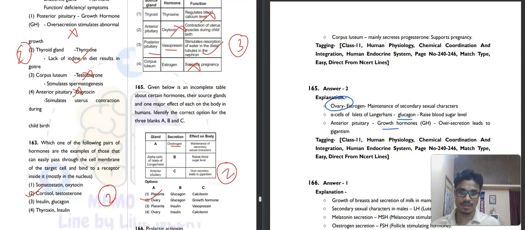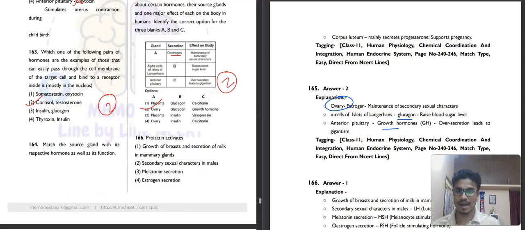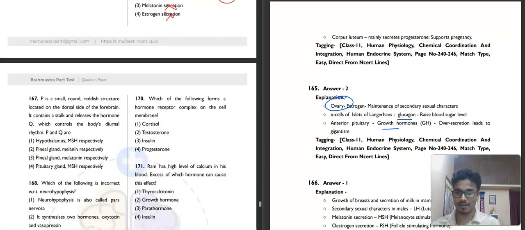Then question number 166. Prolactin activates growth of breast and secretion of milk in mammary glands. Growth of secondary sexual characters in males, melatonin secretion, no, estrogen secretion, no. So this is the first option, growth of breast and secretion of milk in mammary glands.